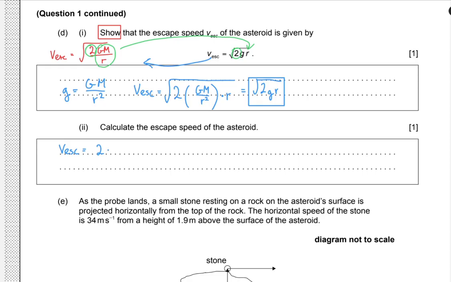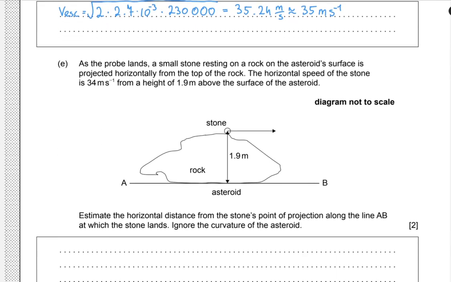We know g again is not 9.81, it's 2.7 times 10 to the minus 3, and we know that the radius was 230 kilometers, which in meters is going to be 230,000. So we want to try and stick to SI units here. So this will just give us 35.24 meters per second, which again, to 2 significant figures, is going to be 35 meters per second. Again, don't forget the units.